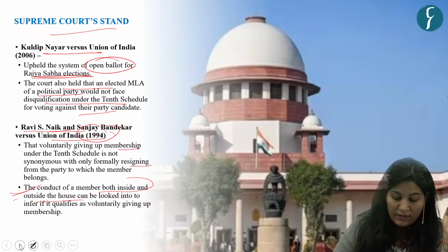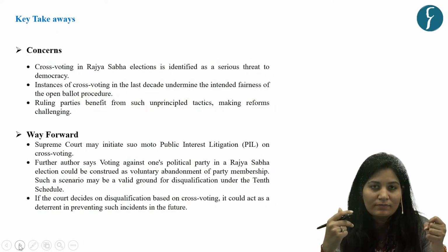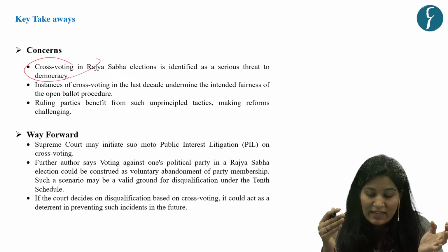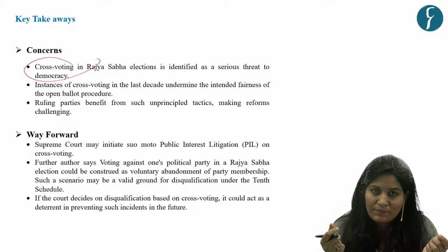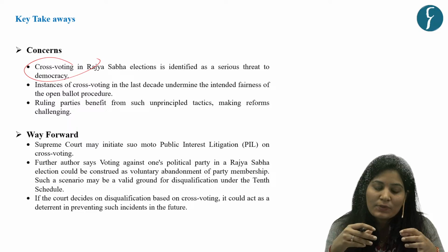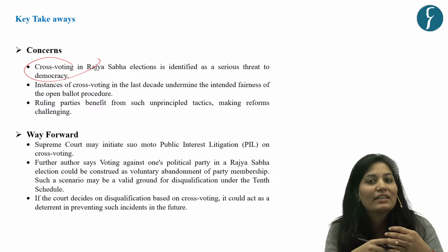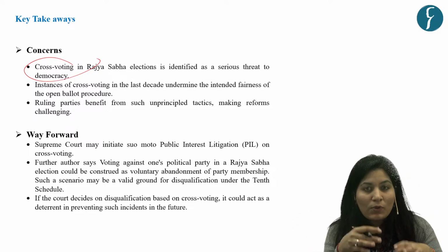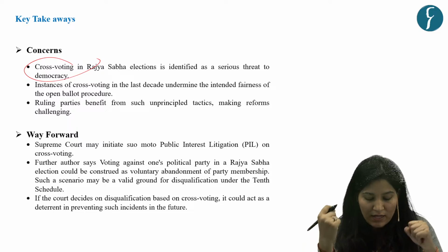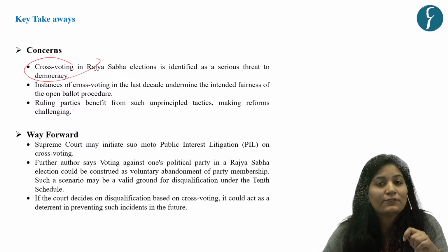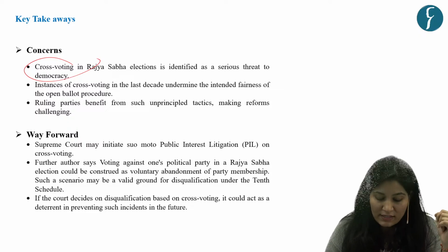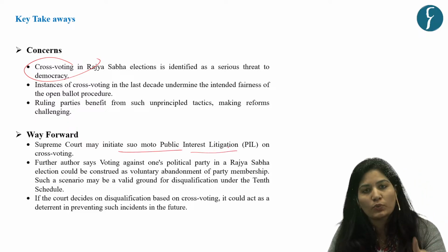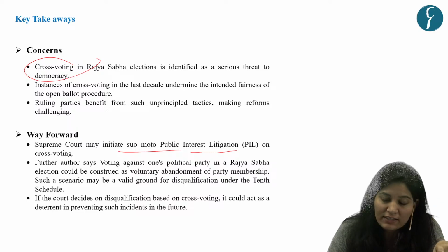Now, the author raised some concern that cross voting in Rajya Sabha is a serious concern because it undermines the fairness of election procedures. Because somewhere, the ruling party will get the benefit because of these unprincipled tactics, or practices. So we know now that cross voting is a serious concern. In this article, the author suggested a few ways out. The first way out is that the Supreme Court may initiate suo motu public interest litigation on cross voting.